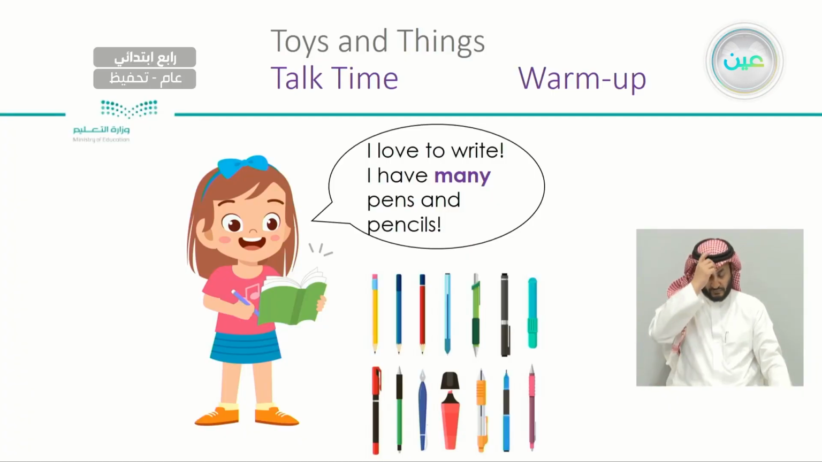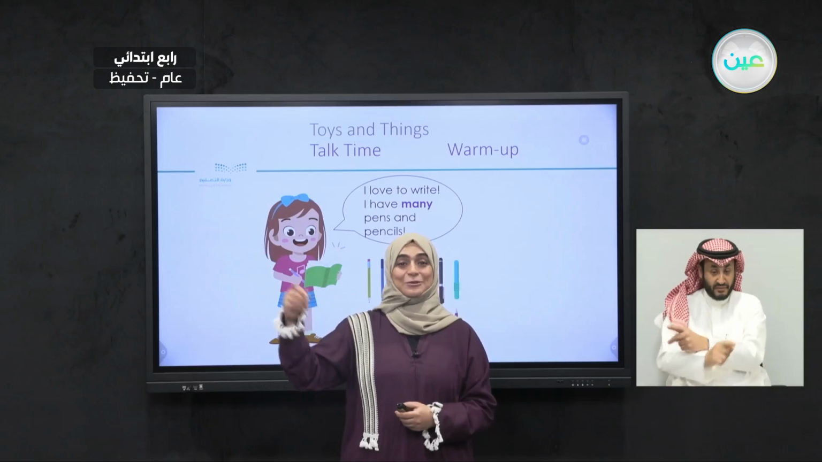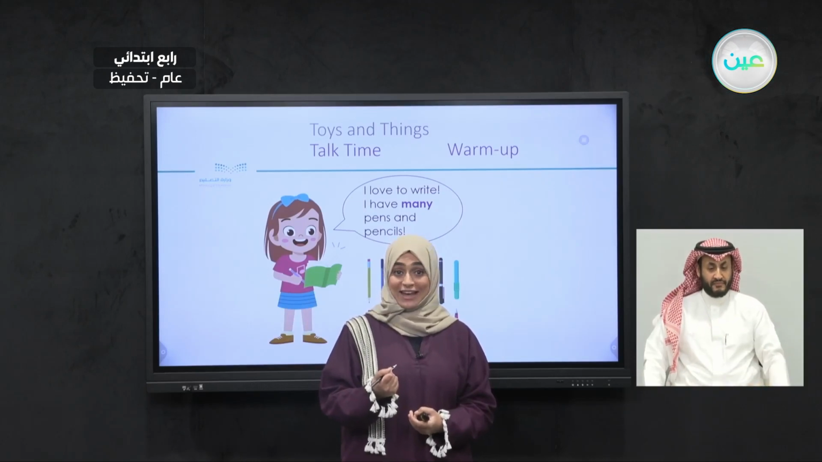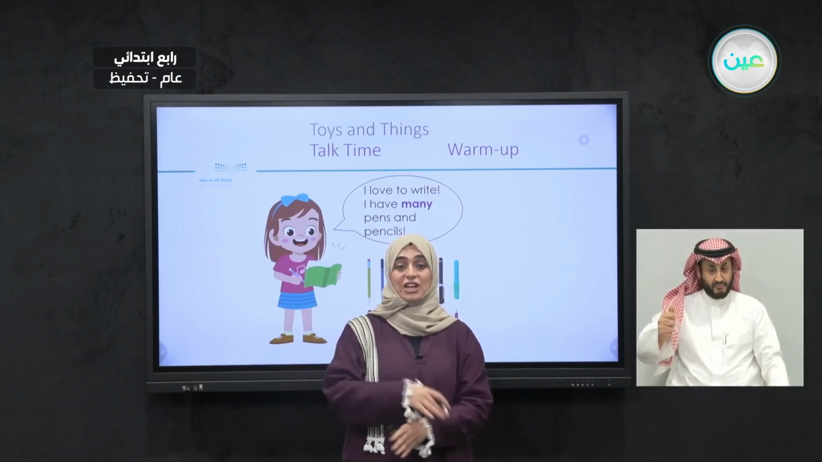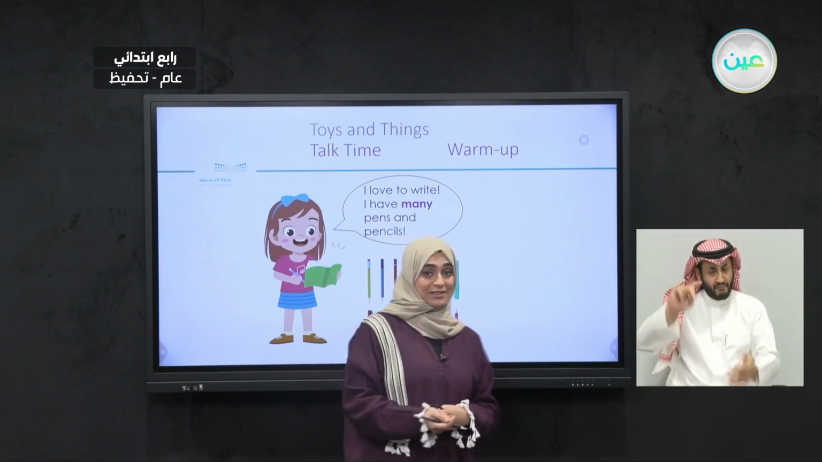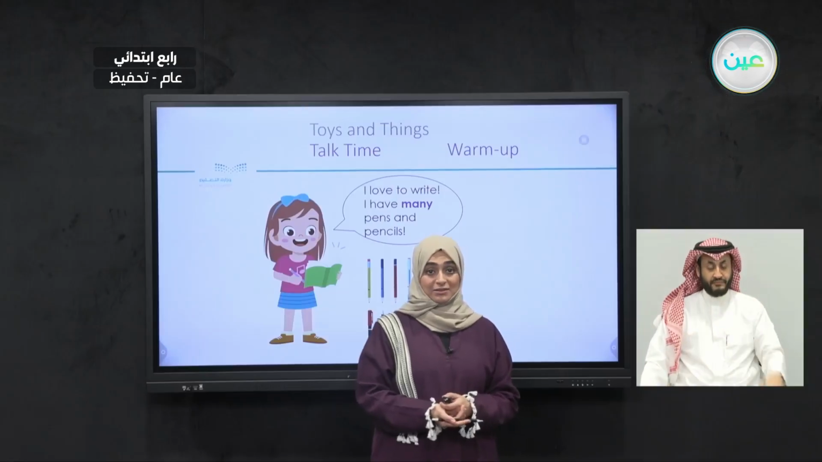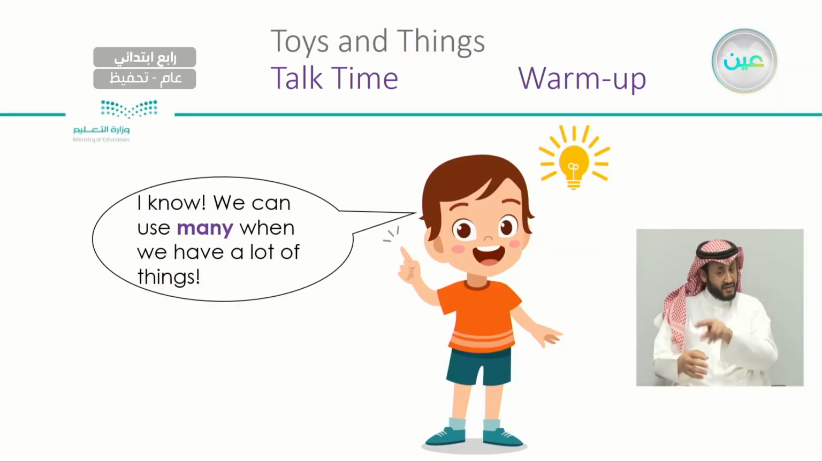This girl here, just like me, she loves to write. So she has a lot of pens. She has, did I say a lot of pens? Yes, I did. So she has many pens. She has a lot of pens. Let's count the pens together. She has pens and pencils, right? She has many pens and pencils. 1, 2, 3, 4, 5, 6, 7, 8, 9, 10, 11, 12, 13, 14. She has 14 pens and pencils. That is a lot of pens and pencils.